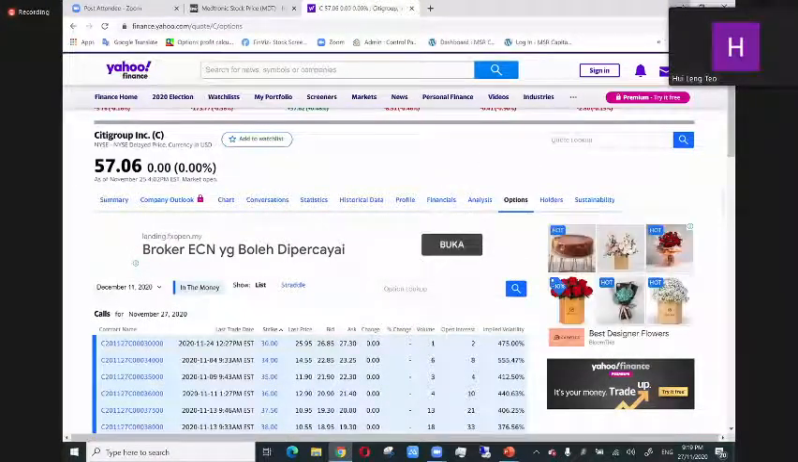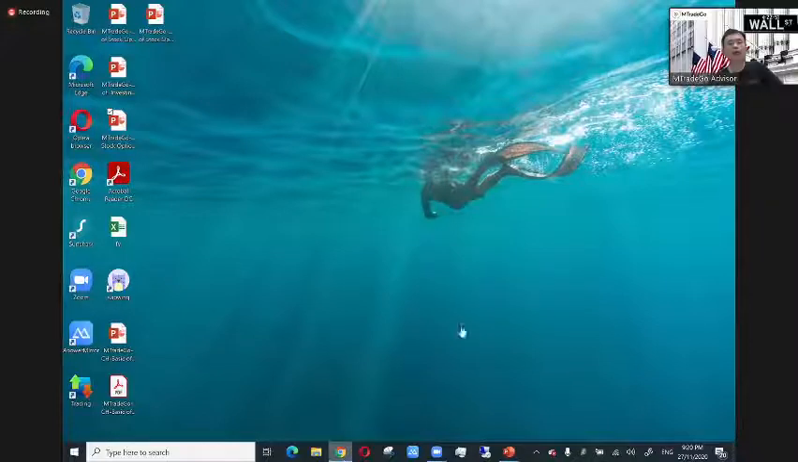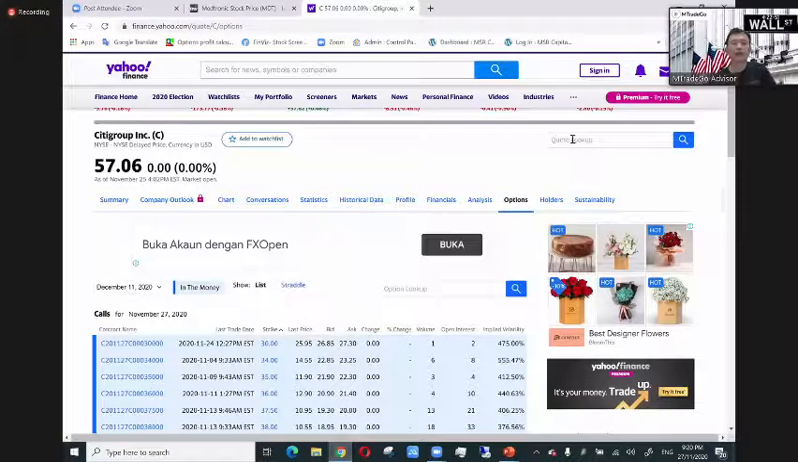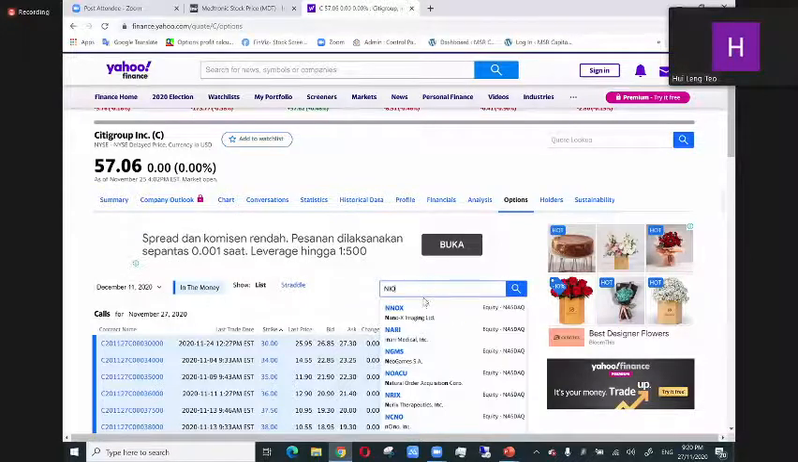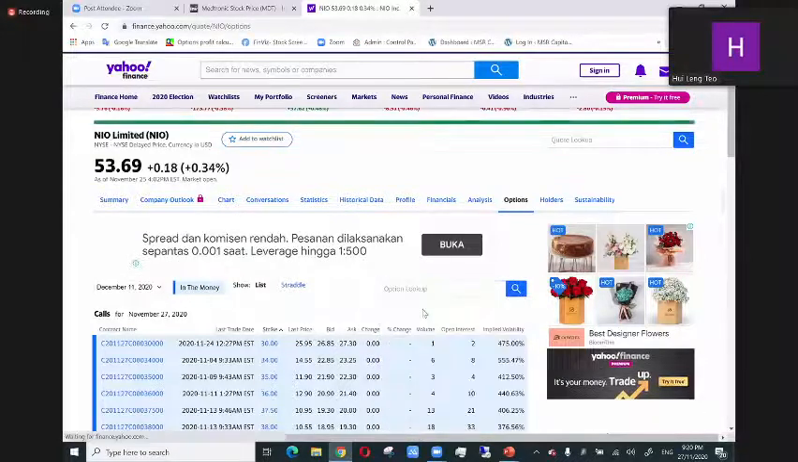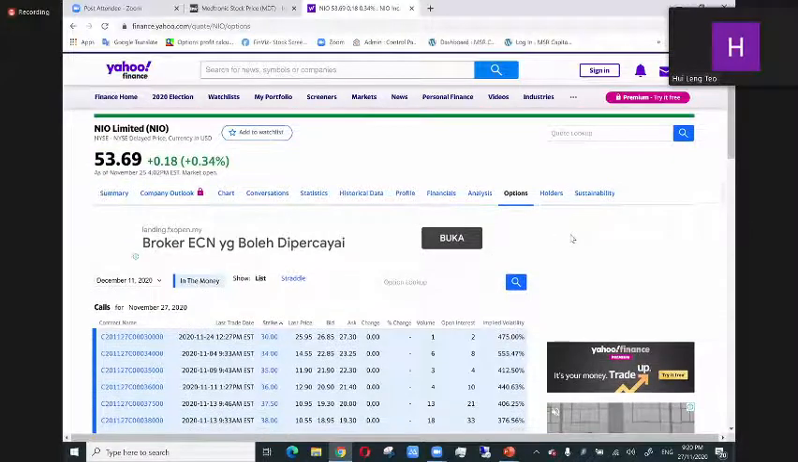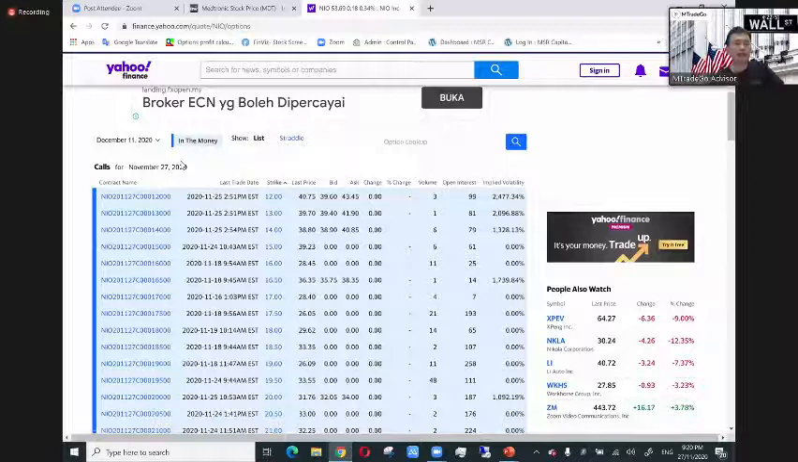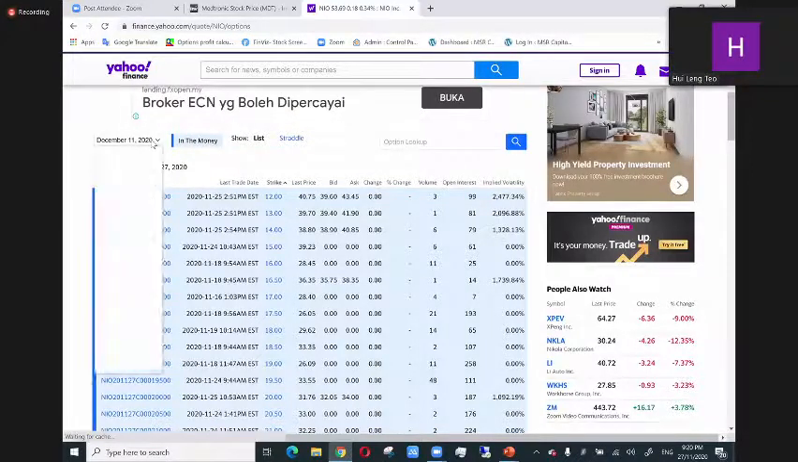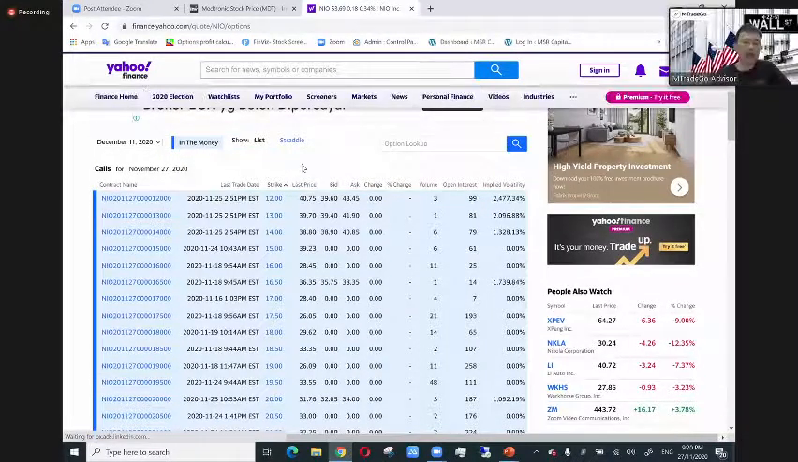Let me know what's the stock you want. Okay, I choose Neo. The price now is 53.69, but open interest is 54 something already. So if I bought the underlying stock, what's the expiring date? Okay, I take two weeks later, 11 December.